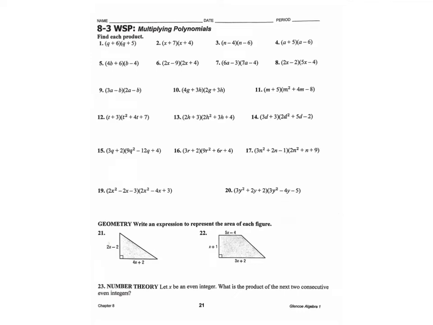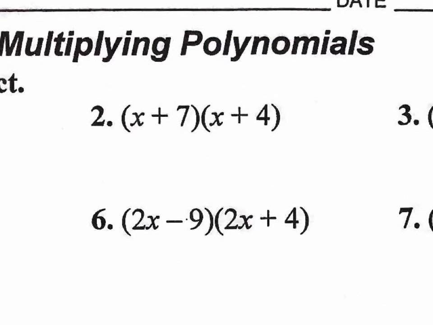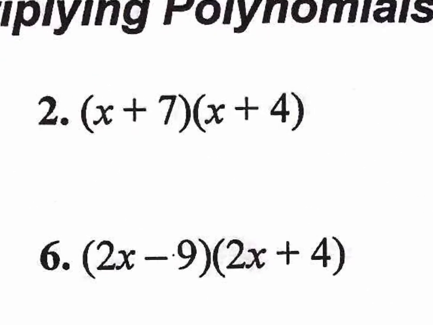So in this video, I want to explain the even ones, but you guys are going to have to do all of them, okay? Number 2, we are distributing one term at a time. So I want to go with the x times x, that is x squared. X times 4, that is 4x.